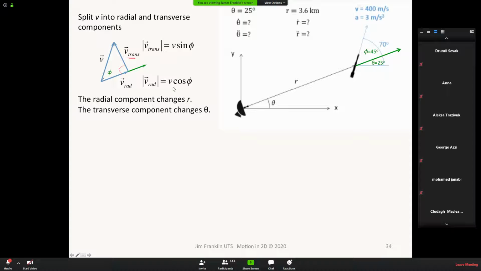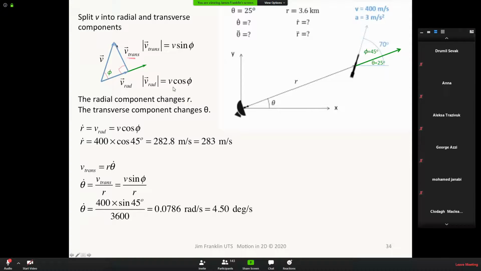The radial component, that's V up there, that's phi in there. So this side of the triangle will be hypotenuse V times the cosine, and this side of the triangle will be the hypotenuse V times the sine. And the radial velocity is changing the range, so we just plug it in. The transverse velocity is R omega.